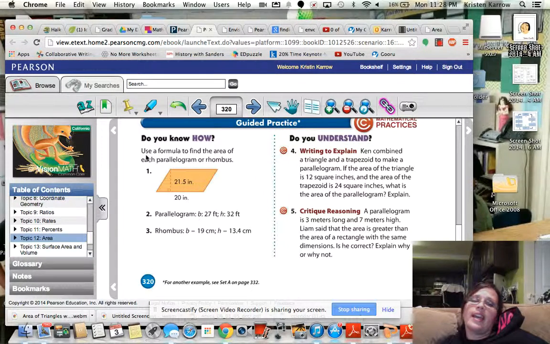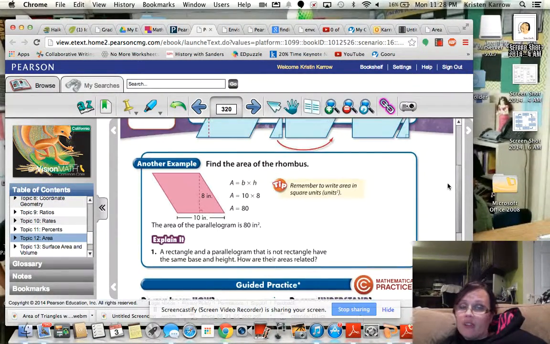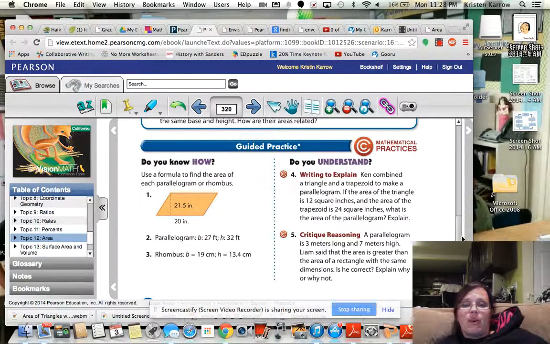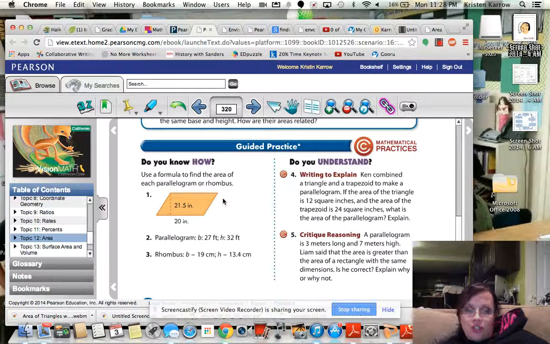The directions say, use a formula to find the area of each parallelogram or rhombus. It doesn't matter if it's a rhombus or a parallelogram, we're going to find the area the same way. So again, just like yesterday in 3-column notes, you're going to set them up for number 1. In the first column, you're going to write your formula so you can practice memorizing it. The more you write something down, the easier it is to remember. So for this, we're going to write area equals base times height, or A equals B times H.